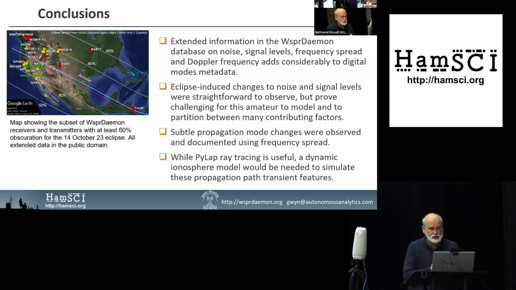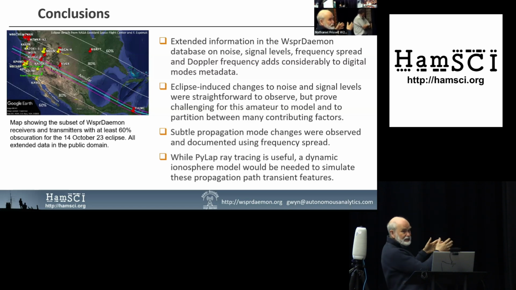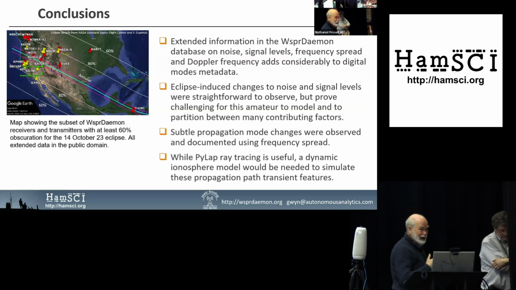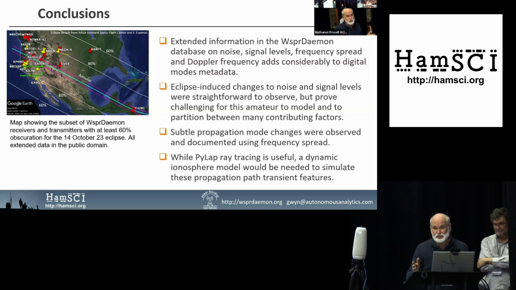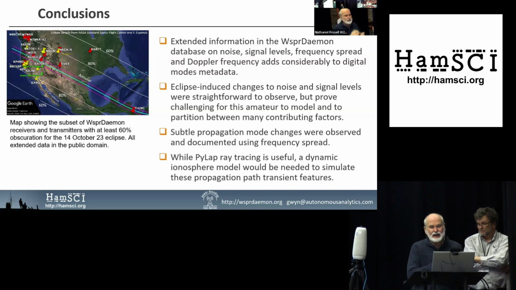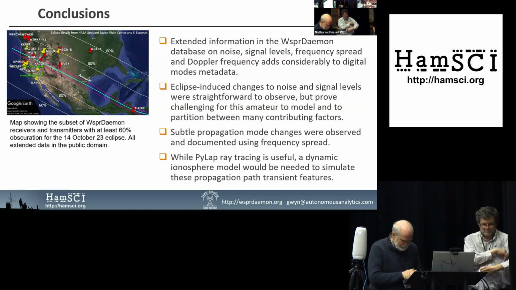We've seen the eclipse-induced changes to noise and signal levels. They're straightforward to observe. They're far more difficult. I'm looking at my scientist colleagues here now. The challenge to them is how on earth do we get from the observations that I, as an amateur, can make to some physics. And while PILAP ray tracing is useful, a dynamic ionosphere model, I think, is needed to simulate these transient features. Thank you.